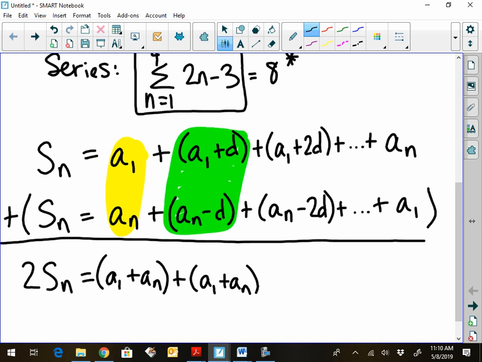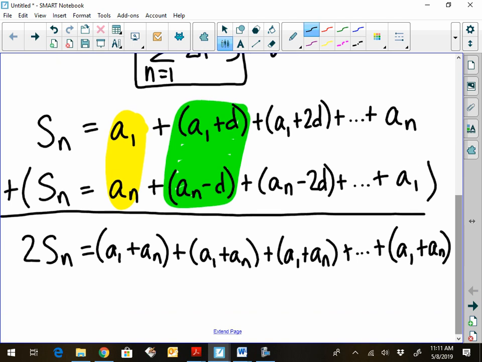Same thing for the next one. So you get plus a sub 1 plus a sub n plus dot dot dot all the way until we get to a sub 1 plus a sub n. I just switched the order there because we know we have addition. It works under the commutative property, so I could switch those around. So how many times do I have a sub 1 plus a sub n? Well, it would appear that we have it n times, right? If we start at 1 and we keep going all the way to n, then we have it n times.